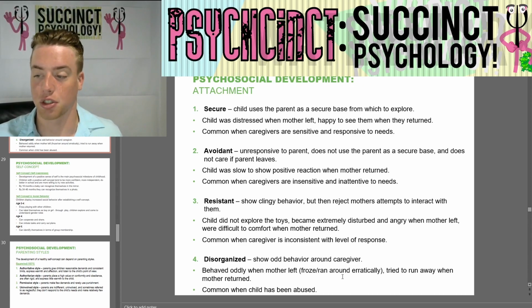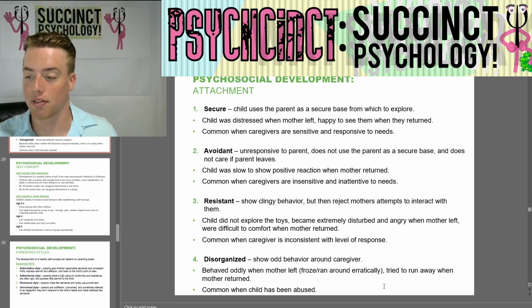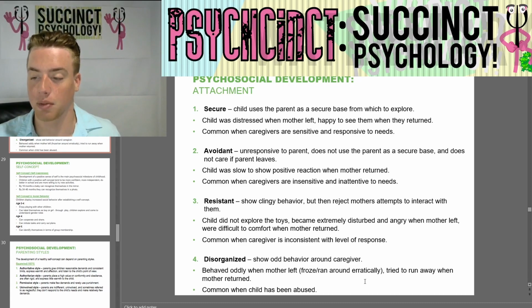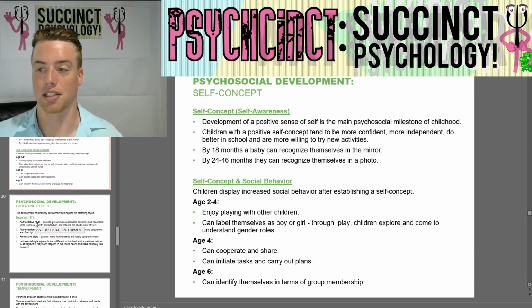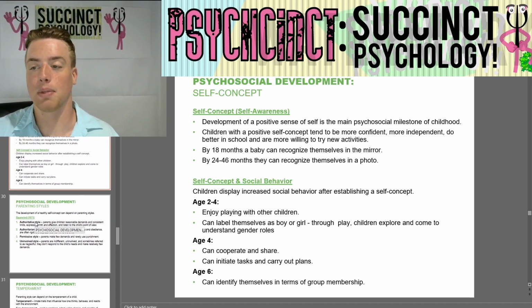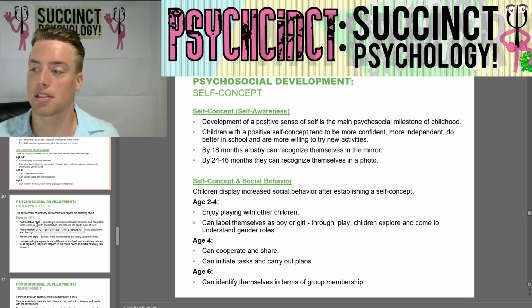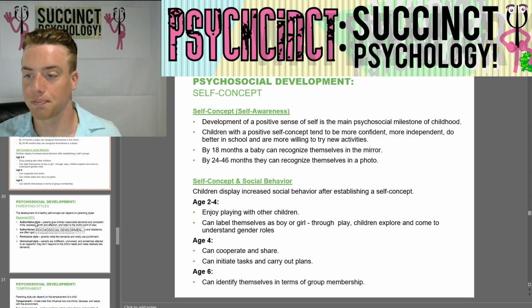And disorganized: shows odd behavior around caregiver. Behaved oddly when mother left, froze, ran around erratically, tried to run away when mother returned. Common when child has been abused. So that's not good. Anyways, next we have self-concept or self-awareness. Development of a positive sense of self is the main psychosocial milestone of childhood. Children with a positive self-concept tend to be more confident, more independent, do better in school, and are more willing to try new activities. By 18 months, a baby can recognize themselves in the mirror.